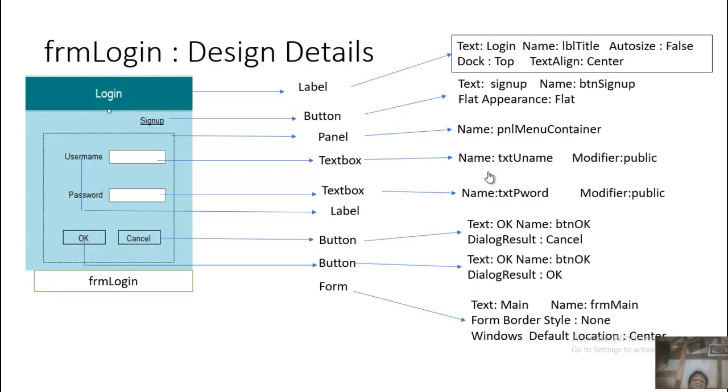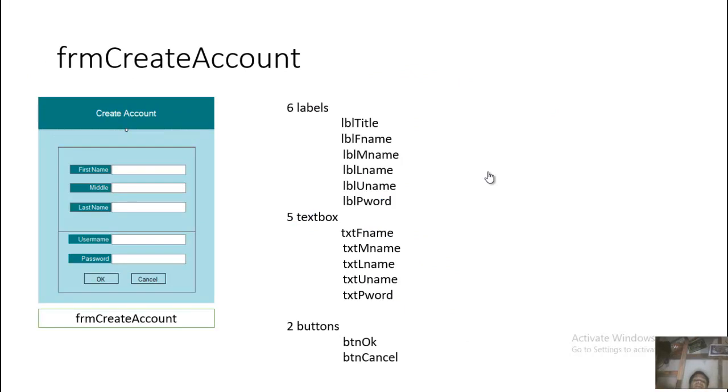Now for the details of our form login, we have the title label, which is the login, the sign up button, and of course the user password label and the user password text box. And we have 2 buttons, the OK and cancel button. Details of the object property setting is on the right side. Now for our form create account, we have 6 labels, 5 text box, and 2 buttons. I leave the details for you.